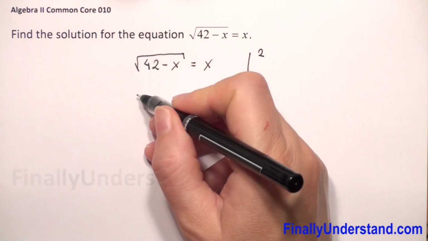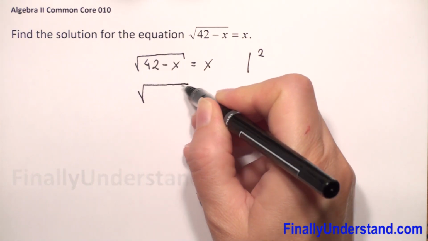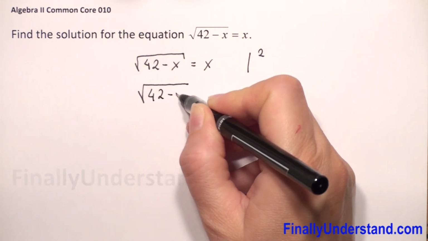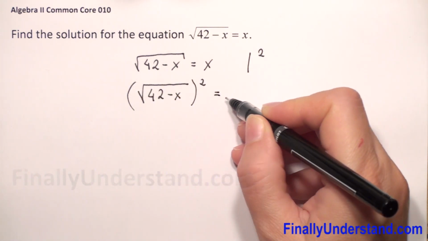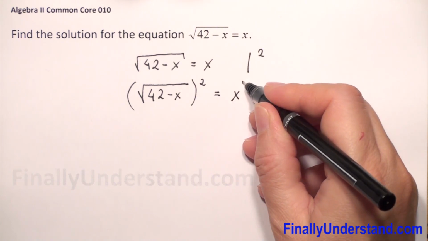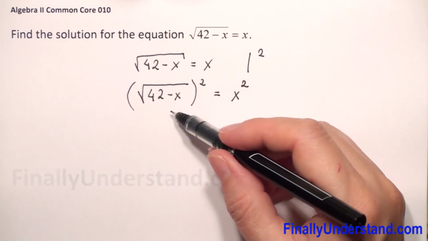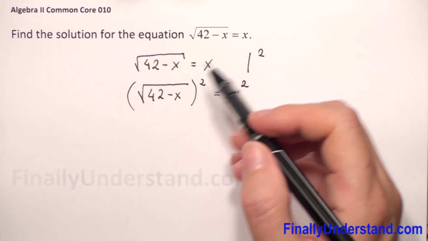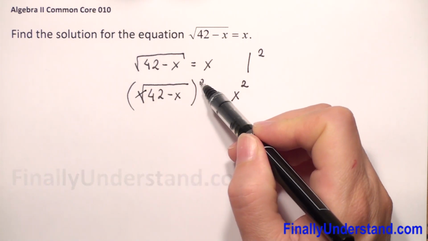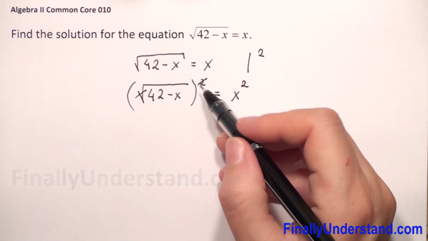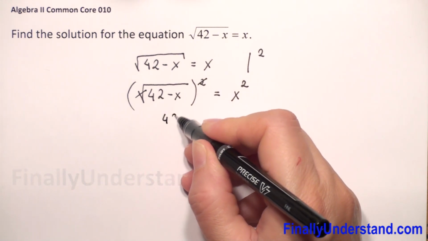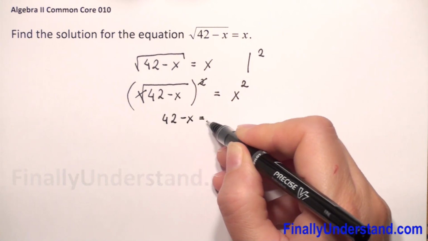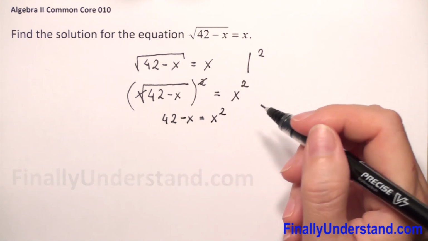So square root of 42 minus x to the second power is equal to x to the second power. Both sides we raise to the second power. The square root we reduce with the power 2, and now we have 42 minus x is equal to x squared.